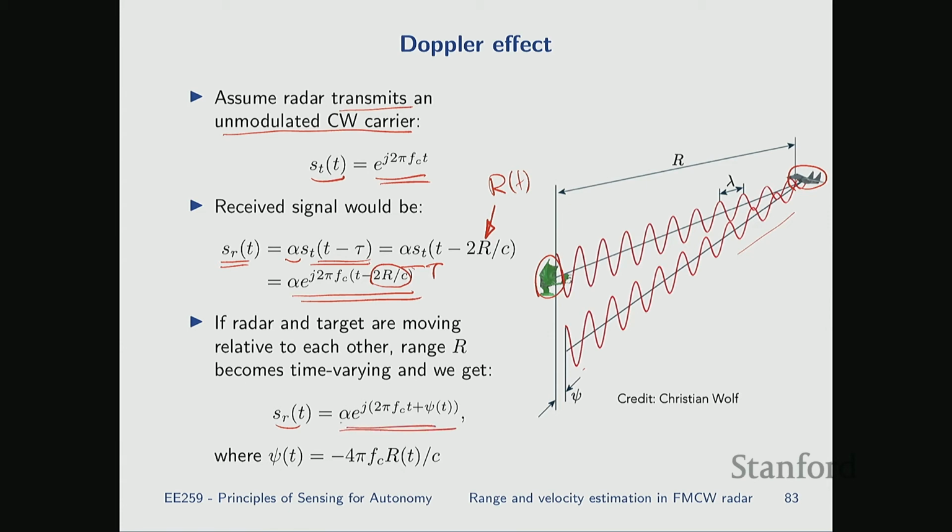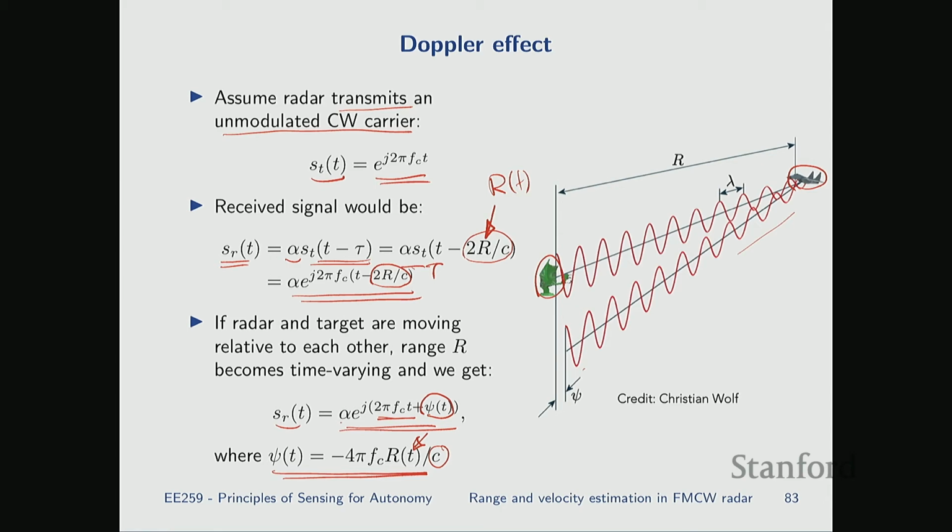You still have alpha e to the j 2 pi fc t, that doesn't change, but now you have this time varying phase term phi of t, which is exactly coming from the fact that this term is now time varying. Instead of 2r over c as a constant, we have 2r of t over c. So that phase term phi is minus 4 pi fc r of t over c. Now you have a time varying phase if things are moving.